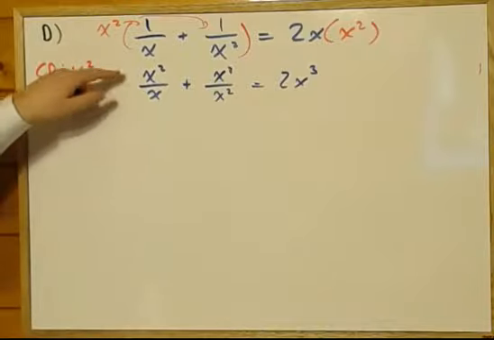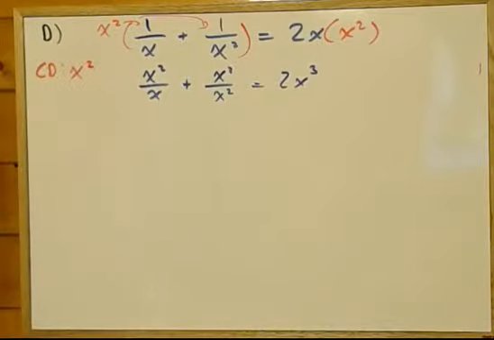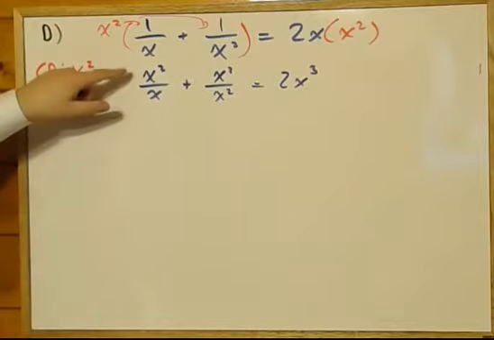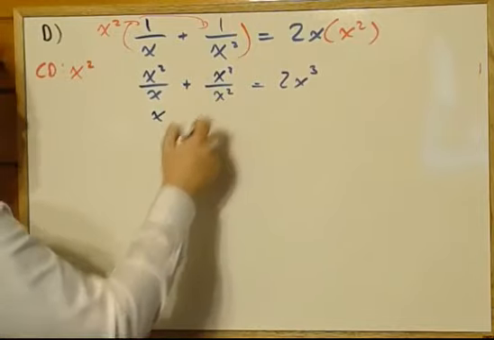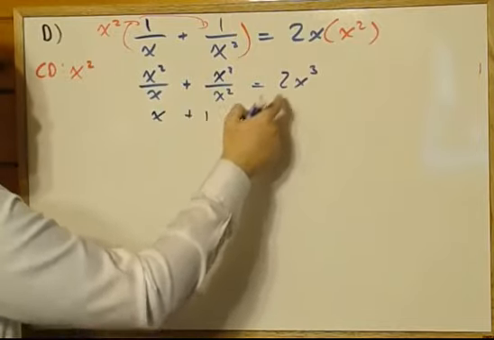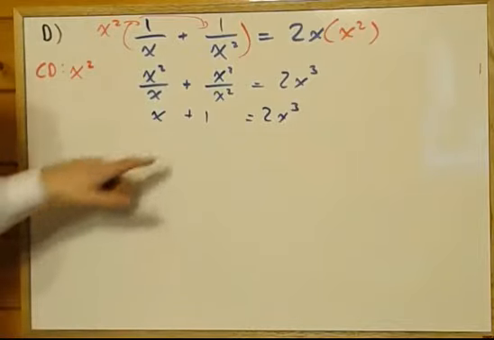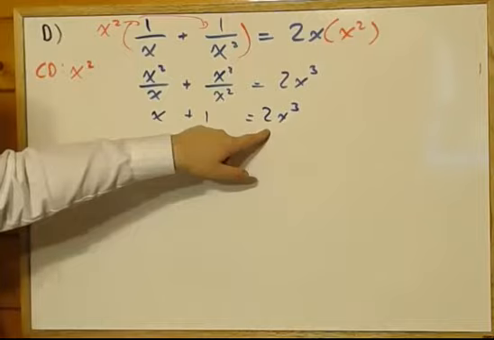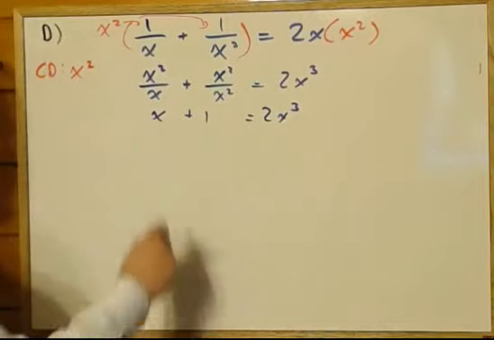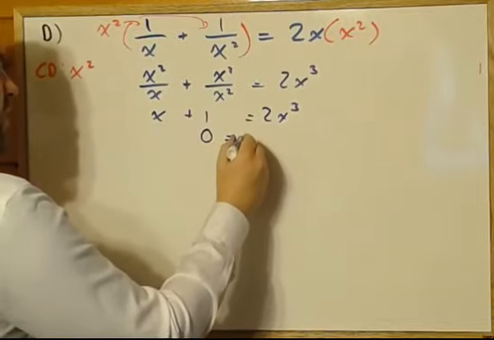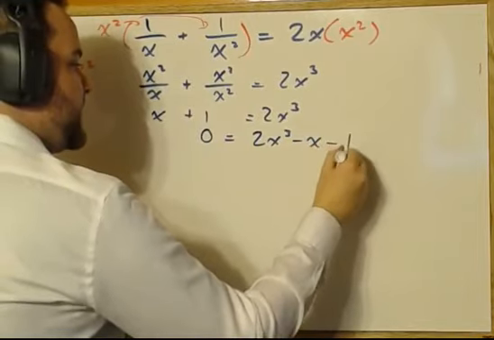Okay, and so these are the steps that I'm showing just to make sure you understand the algebraic simplification process. So x squared over x is just x. x squared on x squared is just 1. And this will be equal to 2x cubed. Here, I like a positive leading coefficient, so I'm going to move the x plus 1 over to the other side by subtracting them. And so this will be 0 is equal to 2x cubed minus x minus 1.